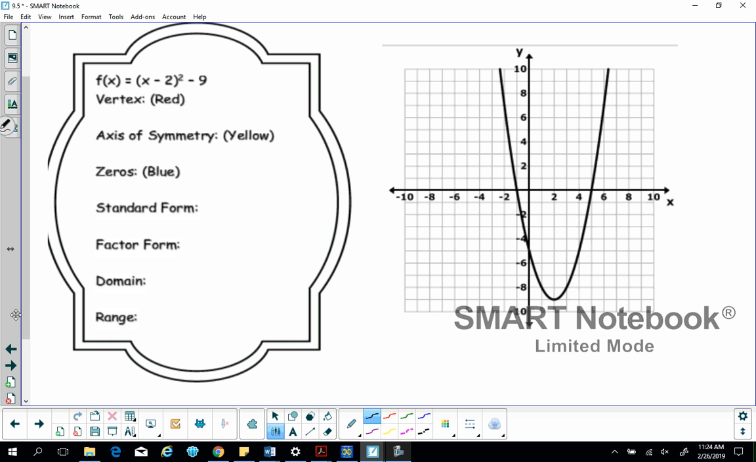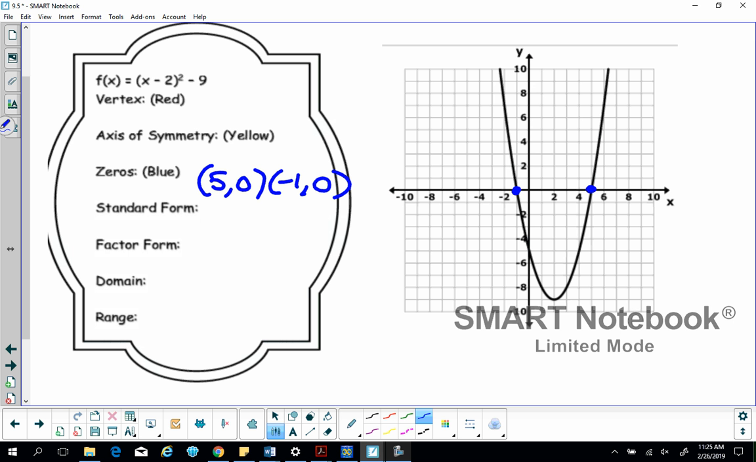The zeros. What does zeros mean? X intercept. So what are the zeros, Salem? 5, 0 and negative 1, 0. Beautiful.